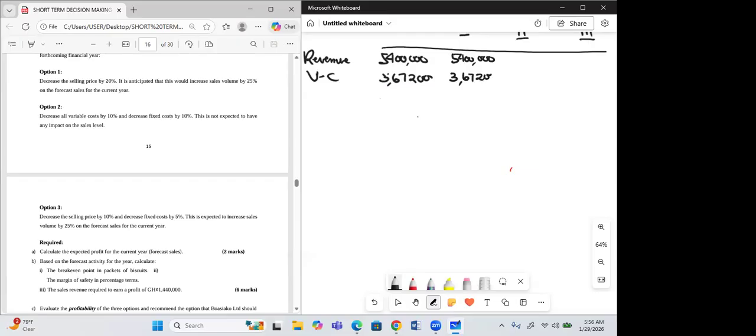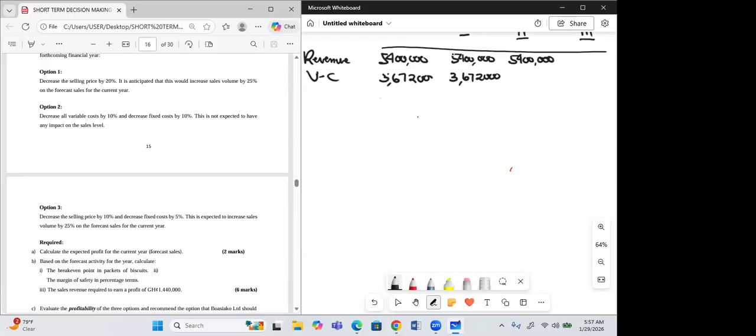Let's go to option 2. Option 2, what did they tell you? Variable cost, 4.59. They didn't say anything about selling price and number of units. So we maintain the revenue, 5.4 million.